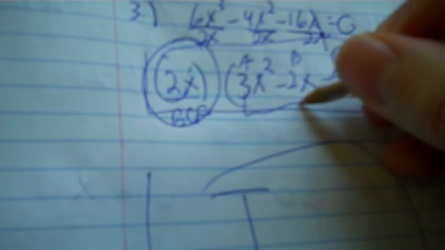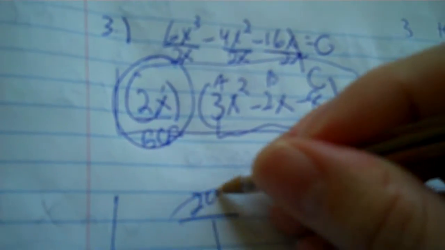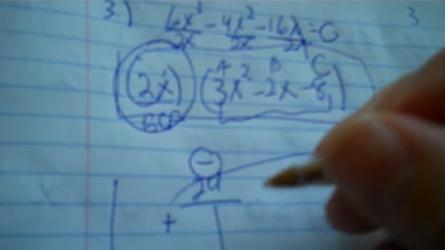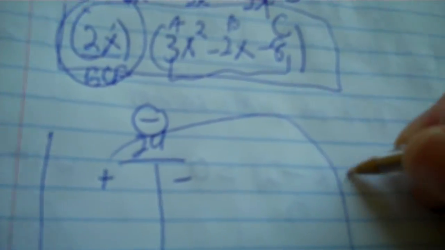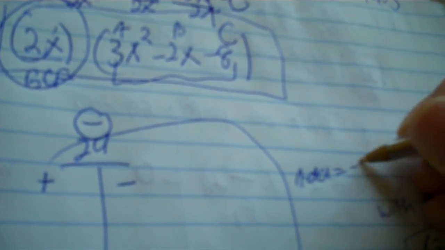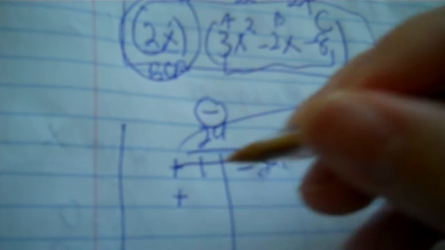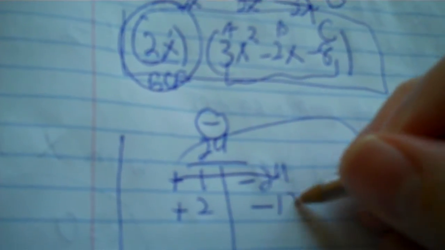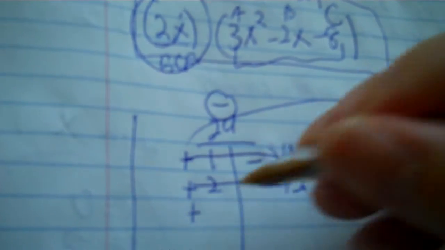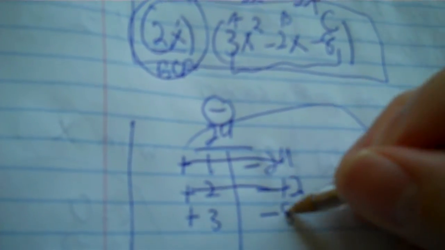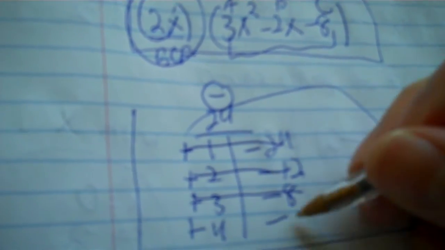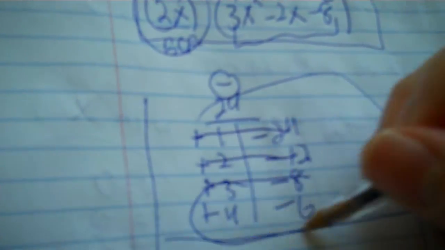But now I take 3 times negative 8, and that's negative 24. So we're thinking a positive times a negative, and we're trying to add to get to negative 2. So 1 and 24 wouldn't be it. 24 divided by 2 is 12. That wouldn't be it. 24 divided by 3 is 8. Wouldn't be it. 24 divided by 4 is 6. Add those, and there we go. Okay. That's negative 2.